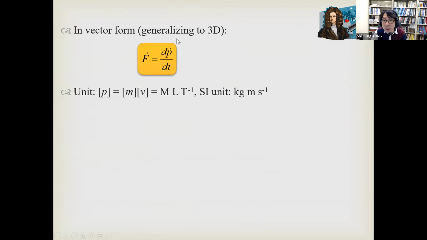In vector form, we have the force equal to the rate of change of momentum, also in vector form, and that involves the change in the magnitude of momentum and also its direction. Momentum has a unit of mass multiplied by the unit of velocity. So it has a dimension of M times L T^-1, and the SI unit is of course kilogram meter per second.